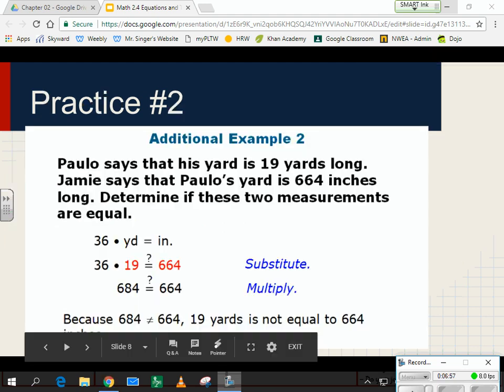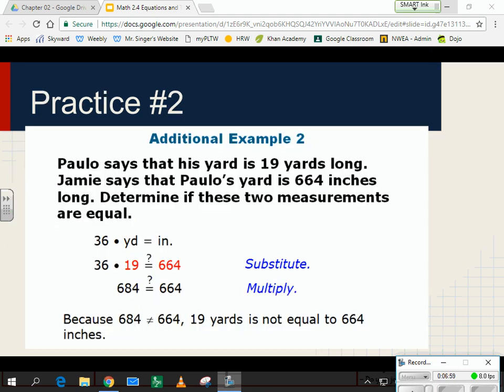Just want to spend some time here with our second practice looking at word problems. So in this one it says Paulo says that his yard is 19 yards long. Jamie says that Paulo's yard is 664 inches long. Well, we have to determine which 2 measurements are equal. So this is a cool problem because we're looking at 2 different measurements and trying to see if they're equivalent.